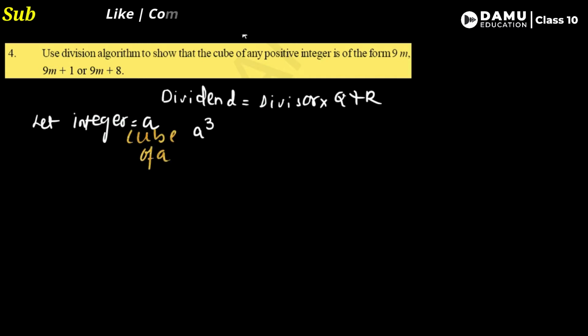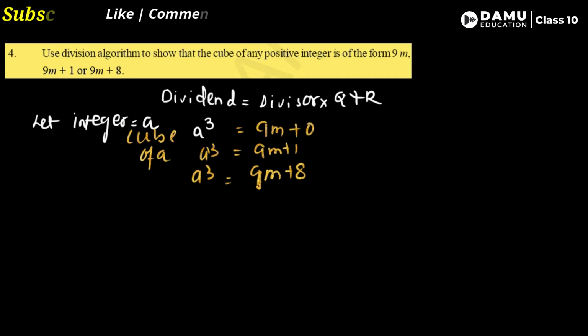We write it in the format of 9m. Again, a cube will be equal to 9m plus 1. Then again, a cube will be equal to 9m plus 8. So these are the conditions. Here nothing means 0. What we can say here is 9 is the divisor, m is the quotient, and the remainder is in the format of a cube, right?